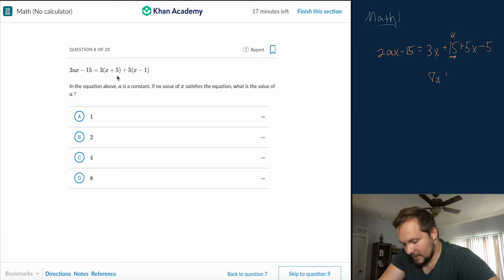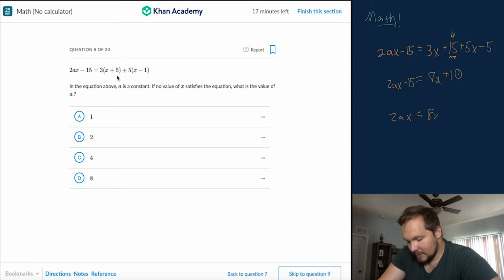We just want to quickly make sure that this negative 15 is not equal to this 10. And then we get 3x plus 5x, which is 8x. Okay, so we get 8x plus 10 equals 2ax minus 15.